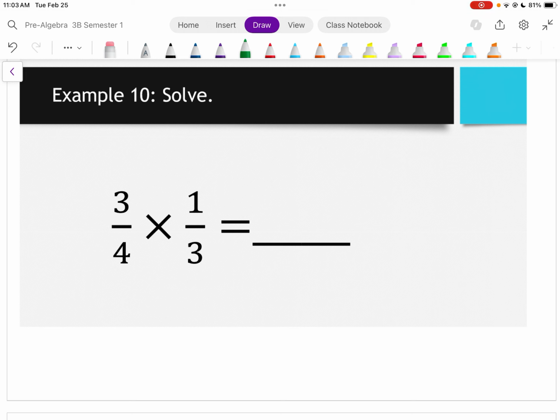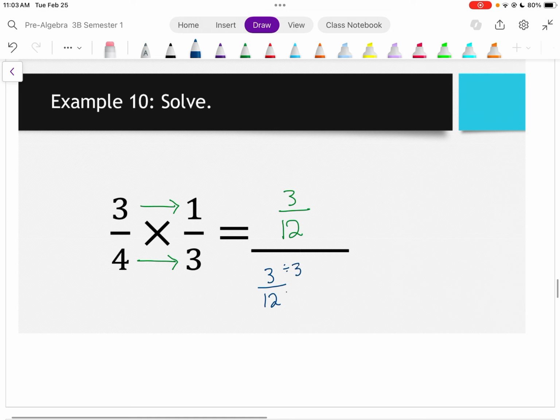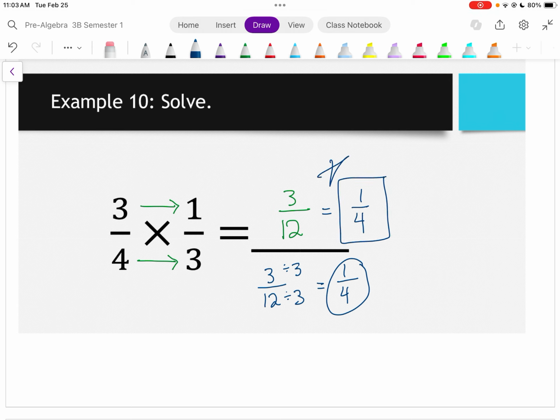All right, example 10. We have 3/4 times 1/3. So we would take 3 times 1 to get 3, and 4 times 3 to get 12. So now we want to look, can we simplify that fraction? And I know 3 and 12 can both be divided by 3. So I'm going to go ahead, divide both the numerator and the denominator by 3, and that gives us the fraction of 1/4. So our final answer here, after we simplify, is 1/4. So you want to make sure you're not forgetting to simplify your fractions.